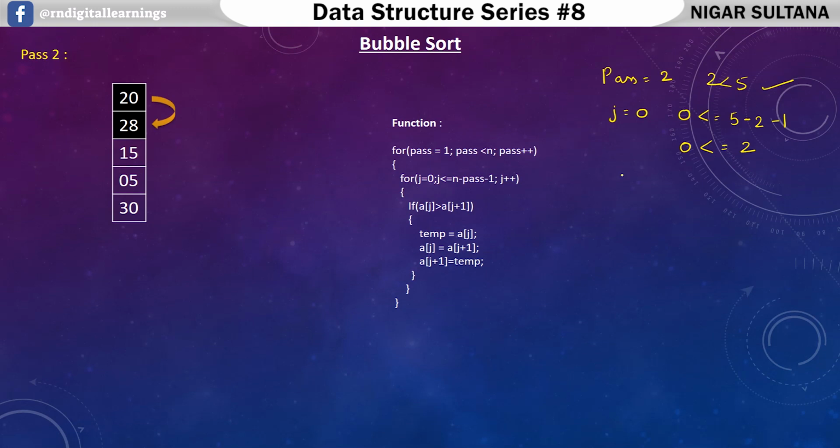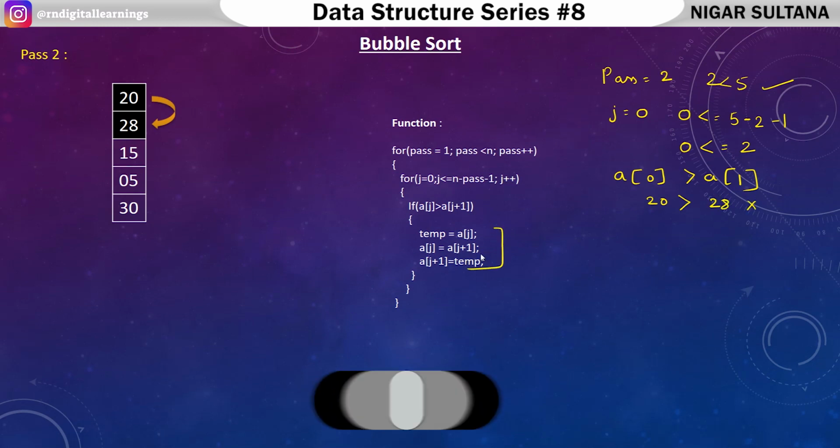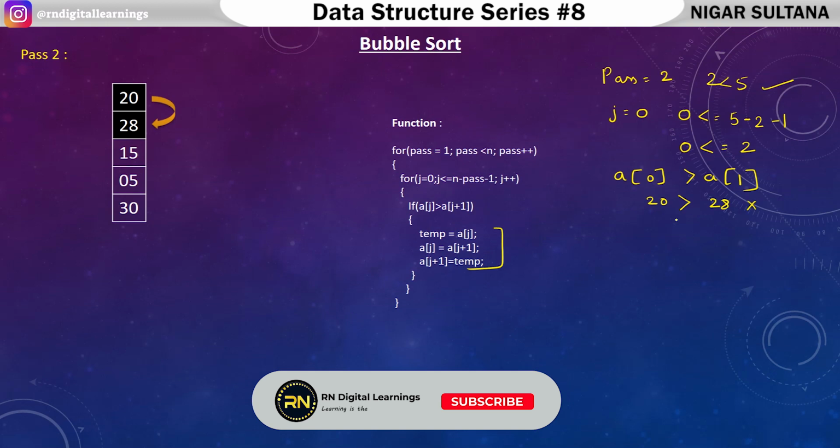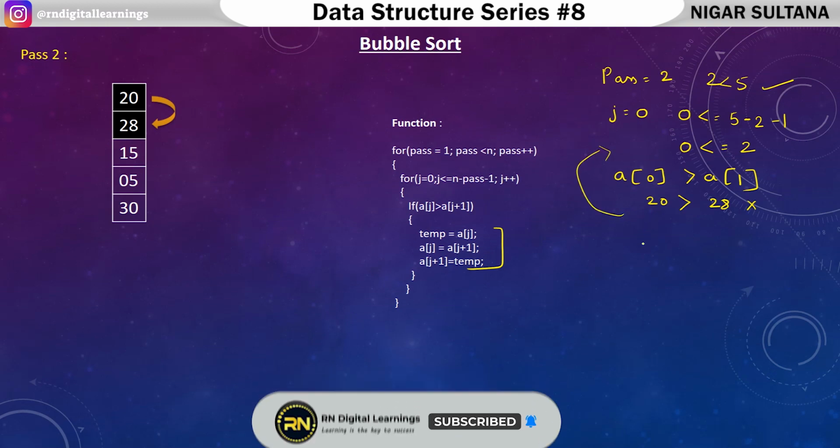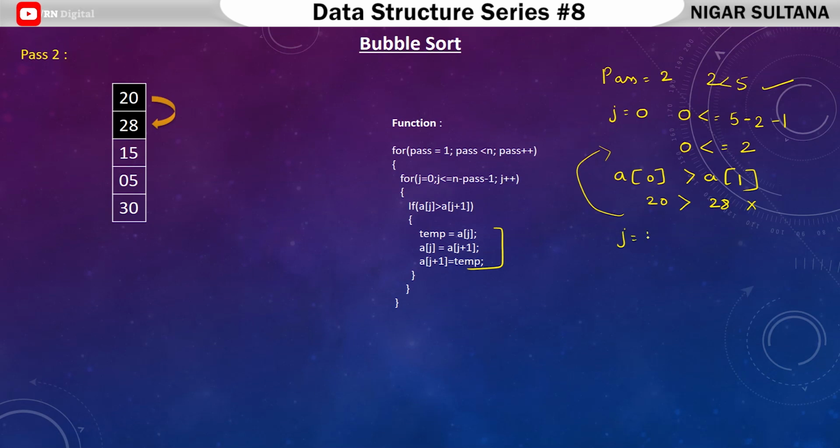If A of j is what? If A of 0 is greater than A of j plus 1, 0 plus 1 is 1. What is A of 0 here? A of 0 is 20. Is 20 greater than 28? No, it is false. Then no need of performing this swap function. Now, increment j. J value was initially 0. Now, the j value will be 1.